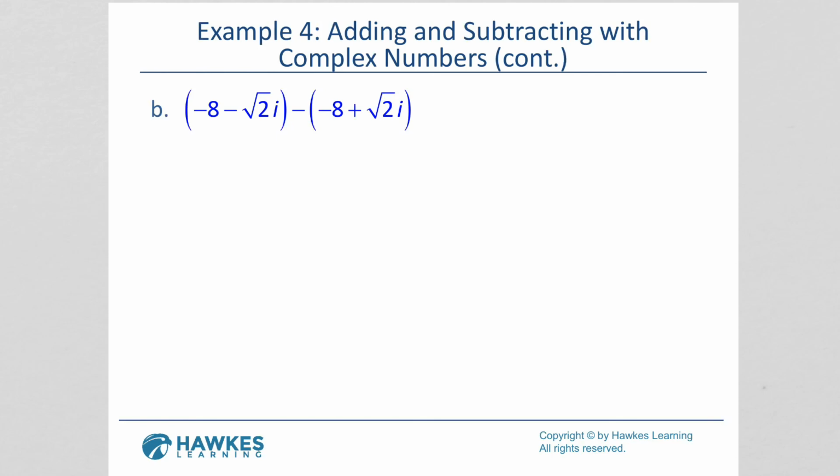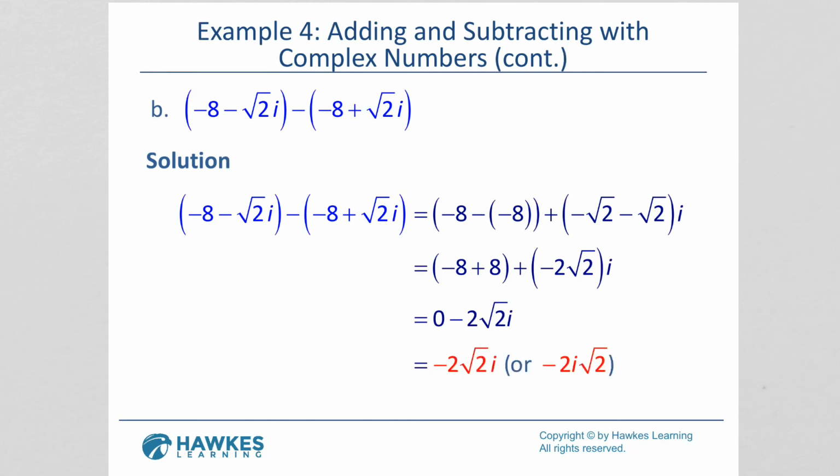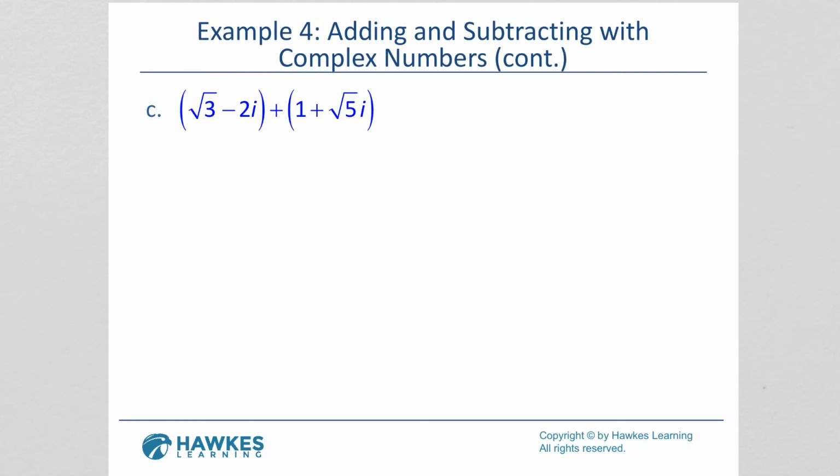For b, we have negative 8 minus square root of 2i minus the quantity negative 8 plus the square root of 2i. So once again, we're going to look at our real parts, which is negative 8 minus a negative 8, and then our imaginary parts are negative square root of 2 minus square root of 2, which is negative 8 plus 8, and plus negative 2 square root of 2i, which gives us 0 minus 2 square root of 2i, which is negative 2 square root of 2i. And again, I would write negative 2i square root of 2.